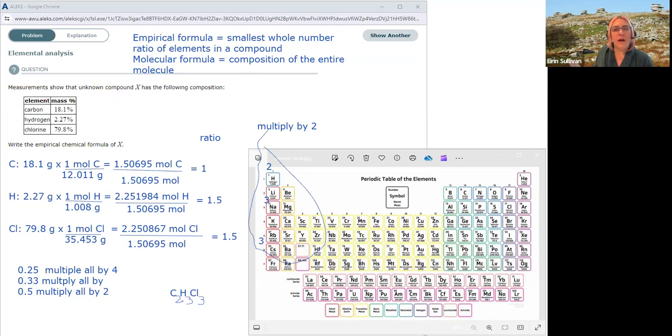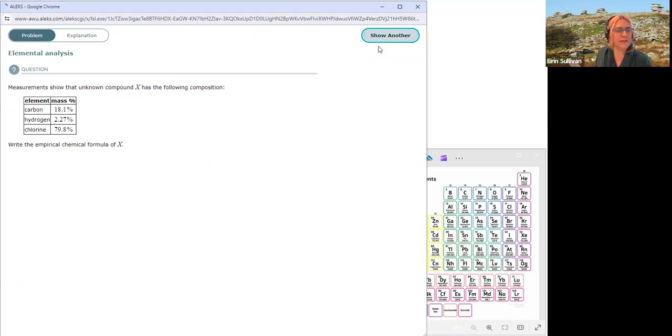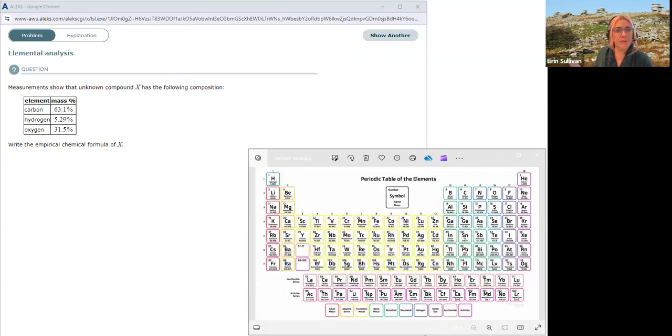Okay, I think we should do another one, just because the more of these you do, the better it is, really. So let's see what else we get. All right, carbon, hydrogen, oxygen. Why not? Okay, so again, what you're going to do is take the mass percent of each of these and say, if I have 100 grams of this, then I've got 63.1 grams of carbon. And I know the molar mass of carbon is 1 mole of carbon is 12.011 grams. So that is going to give me how many moles of carbon in this 100 gram sample? It's going to be 5.2535 moles of carbon.